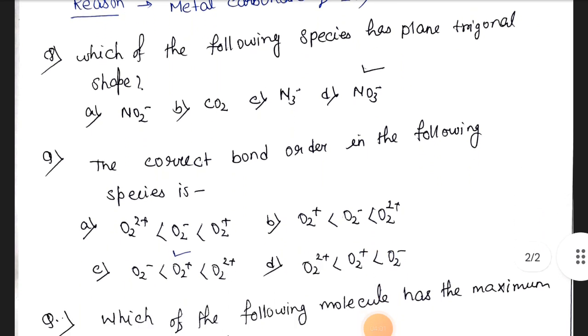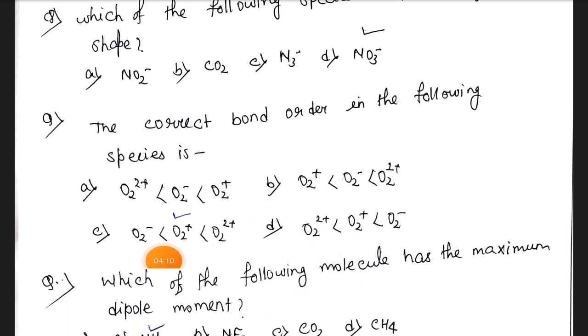Next question: the correct bond order in the following species is. I discussed this in the previous class. At first you have to calculate the electrons. Then you find that O2 2+ has more bond order than O2+, then O2-. So here the correct option is option C.